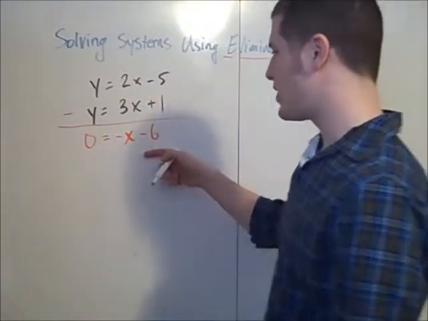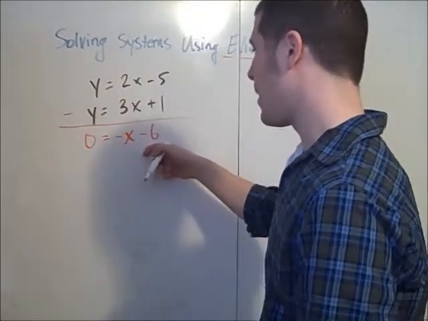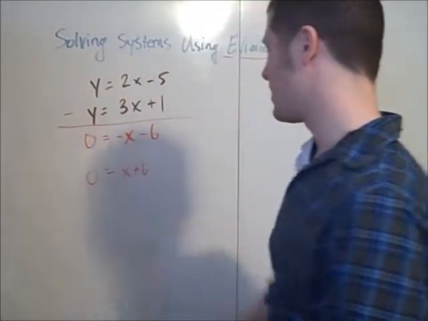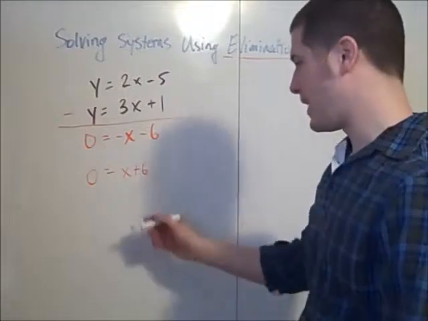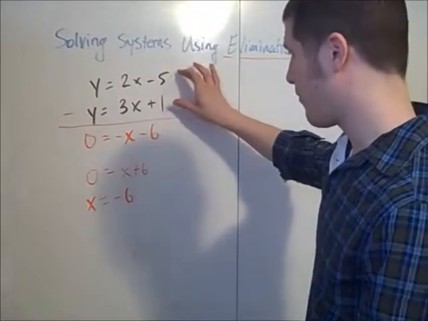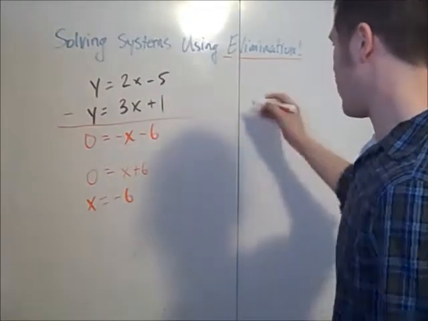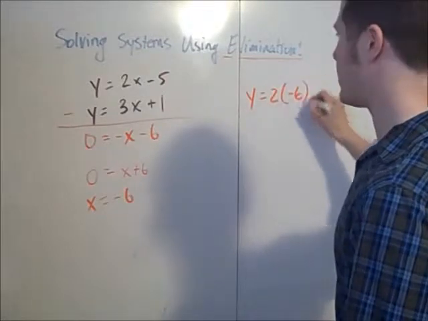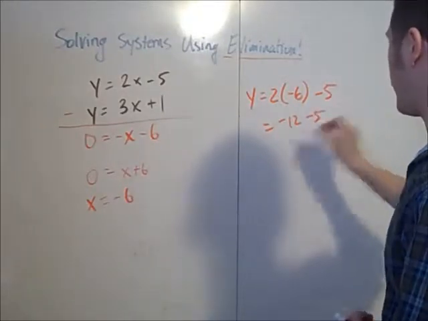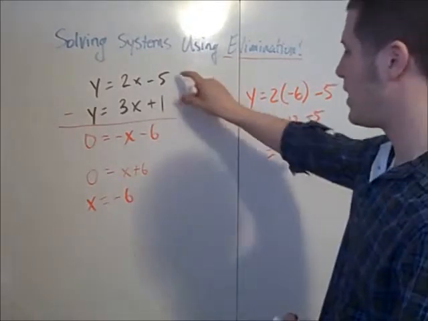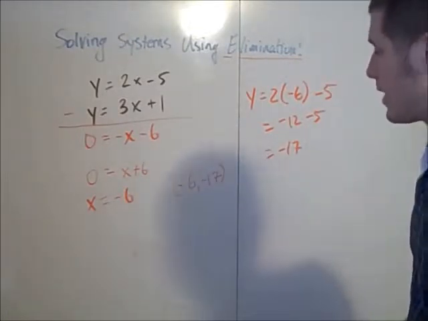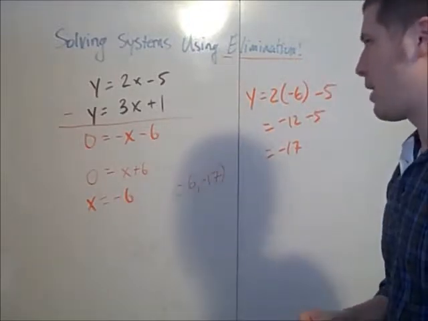So now I get this brand new equation here. And to solve it, we can multiply both sides by negative 1 to get 0 is equal to x plus 6. And then subtract 6 from both sides to get x is equal to negative 6. Once I have x is equal to negative 6, I can just plug it in for either one of these equations to get the y value. So the y value is 2 times negative 6 minus 5, which is negative 12. Negative 12 minus 5 is negative 17. So the solution is negative 6, negative 17. Okay, so that's sort of an easy-ish example.